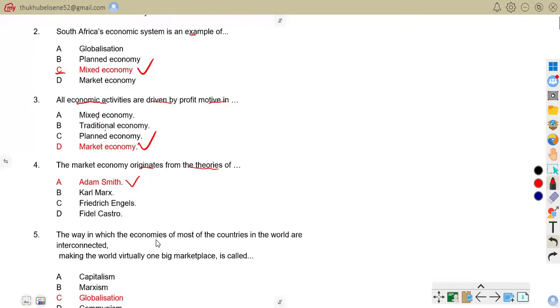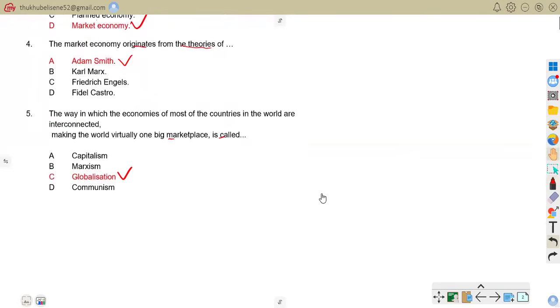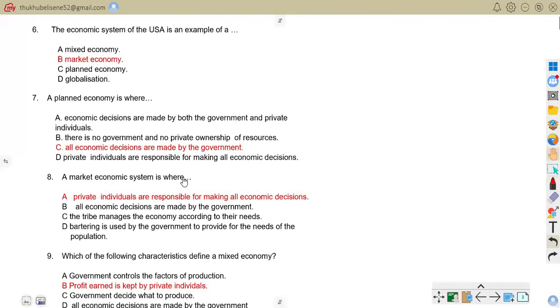Let us move on to number five. The way in which economies of most countries in the world are interconnected, making the world virtually one big marketplace, is called capitalism, Marxism, globalization, or communism. The correct answer is C, globalization. Globalization means countries are connected, trade happens worldwide, and the world becomes one large marketplace. That is why our correct answer is C.